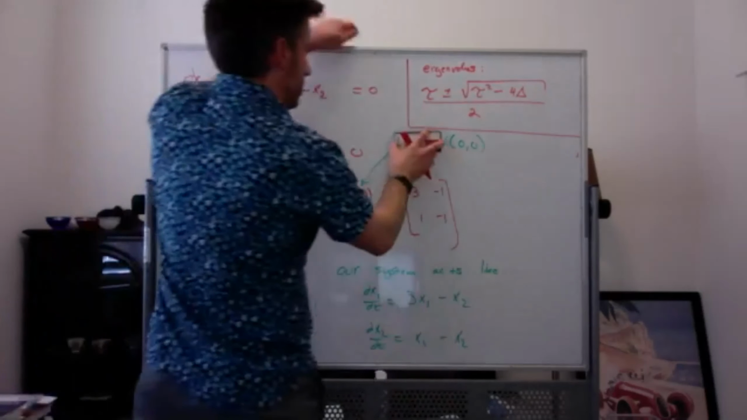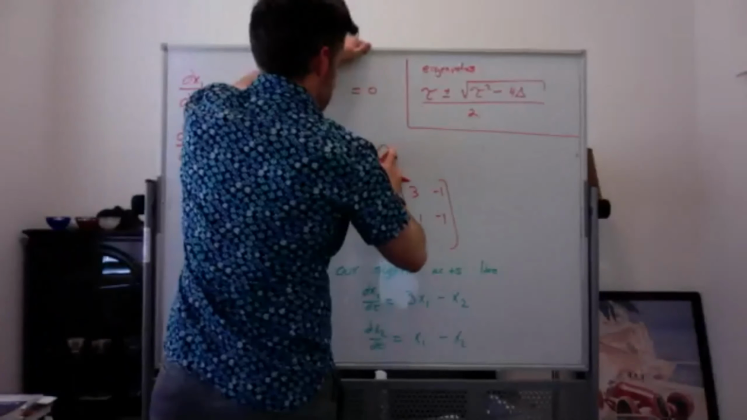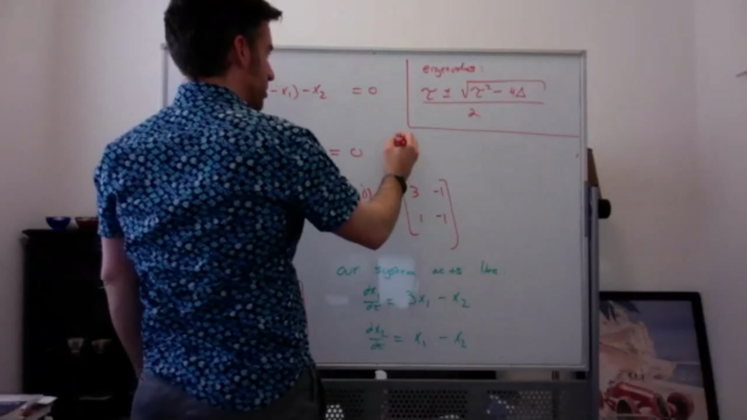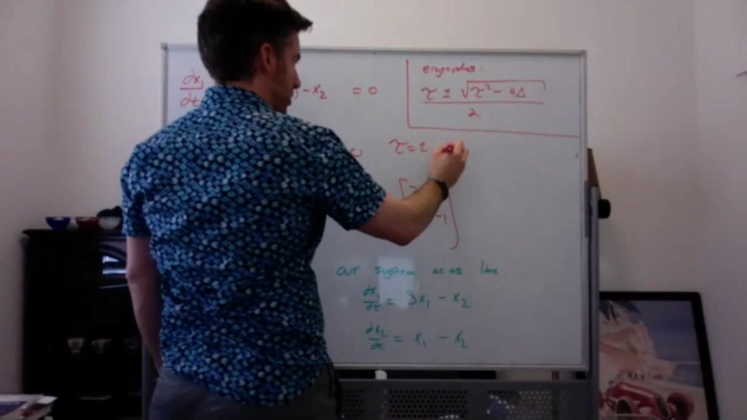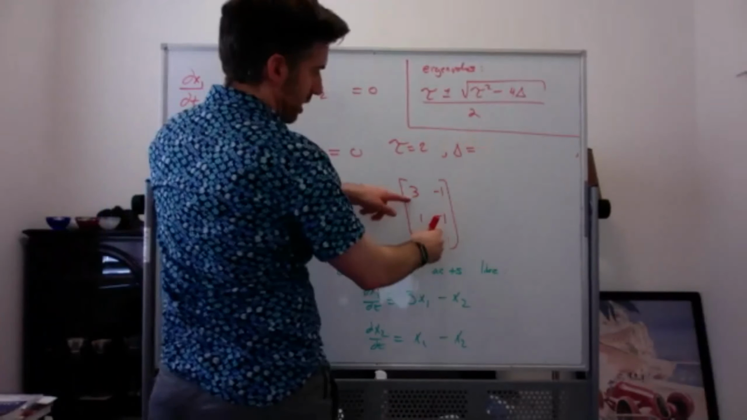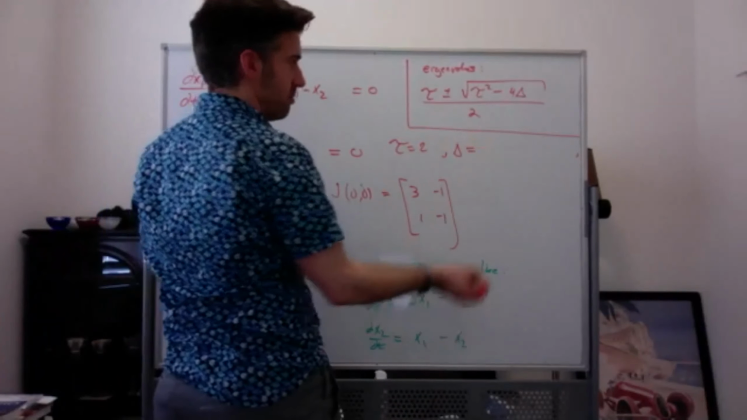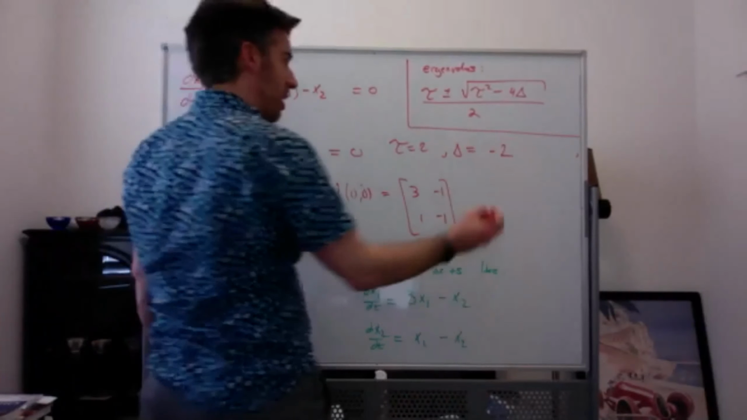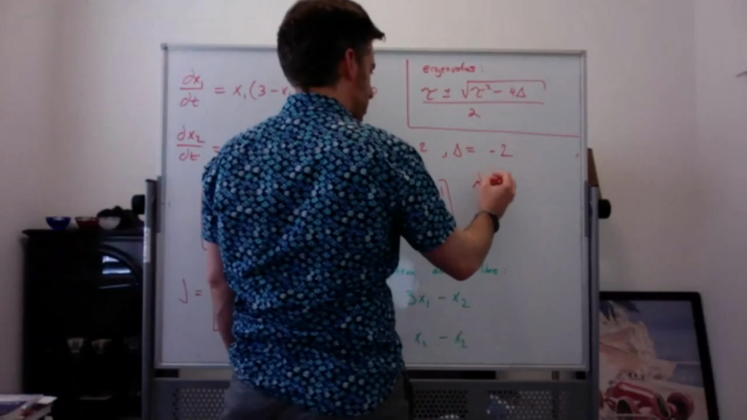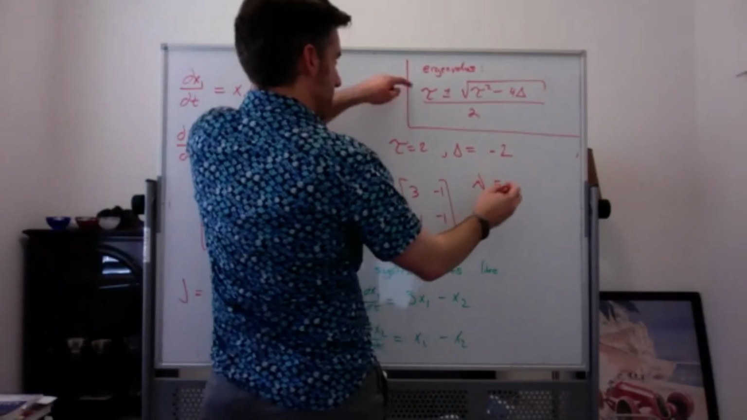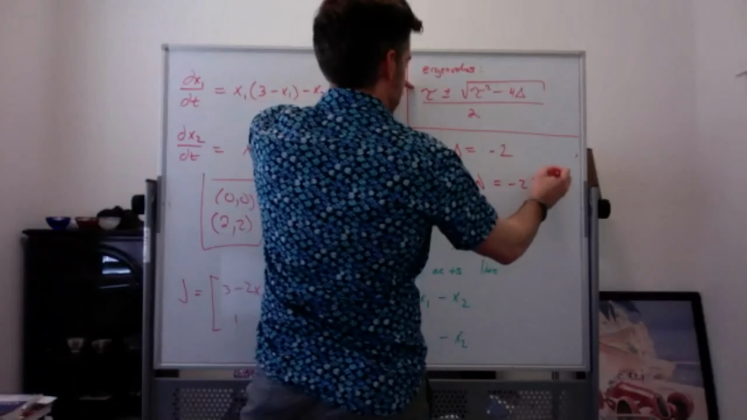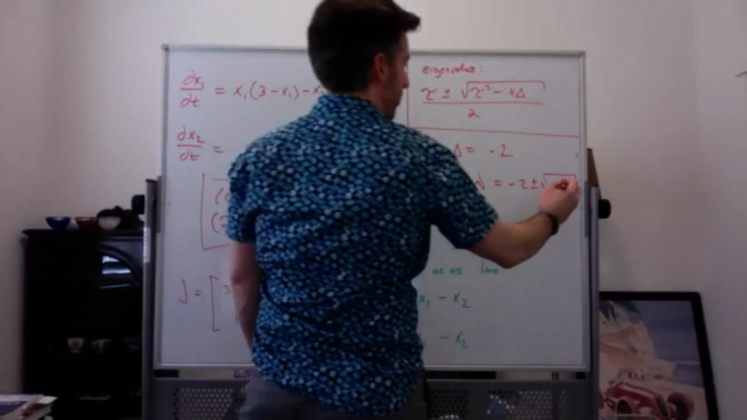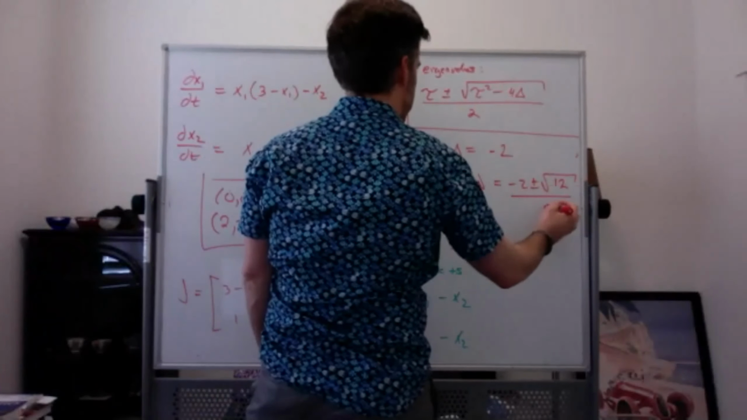And so in this case, our trace is 2. Our determinant is negative 3 minus negative 1. And so our eigenvalues are, let's see, 2 plus or minus the square root of 4 plus 8, which is 12, all over 2.